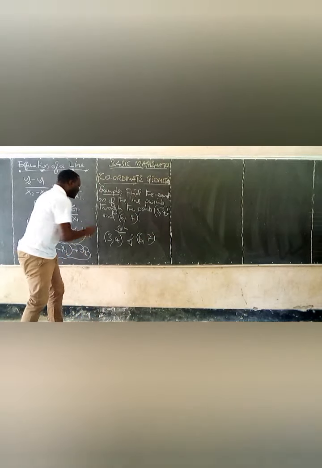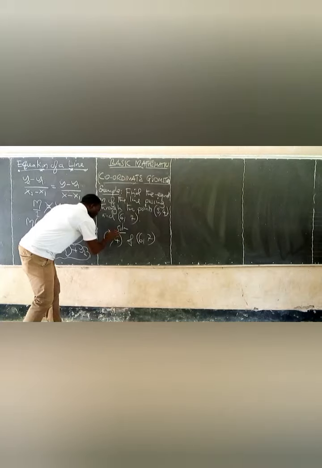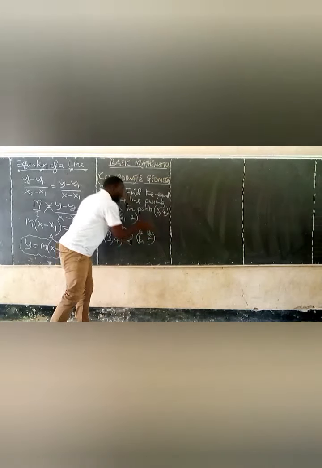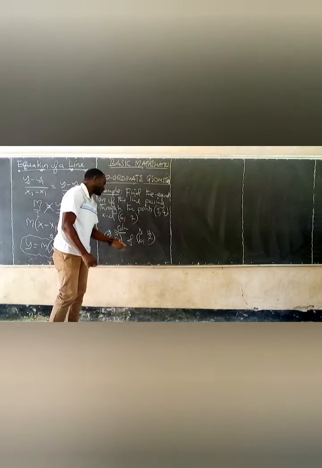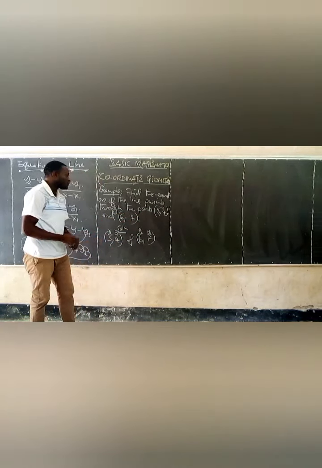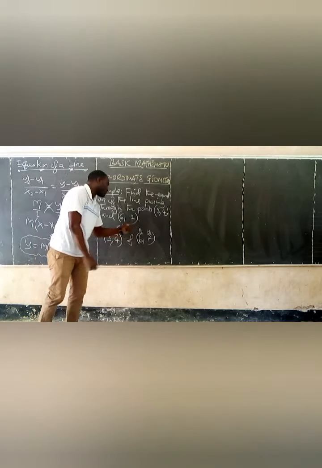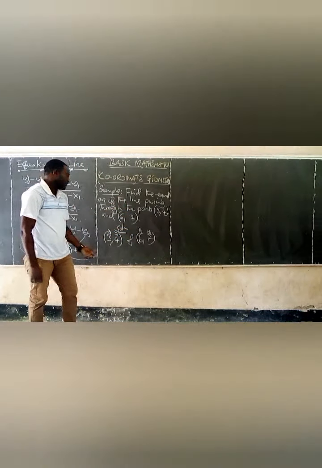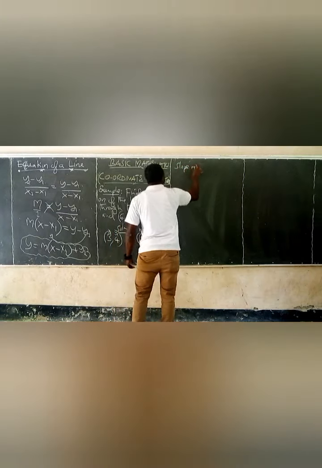Then you take the pencil and start to write. Let this one be x1, this be y1, this be x2, this be y2. Then you find the slope. Once you meet 2 points, first of all you are supposed to find the slope or gradient. After determining the slope, use that slope to form the equation of the line. Now we say slope, whose symbol is m.